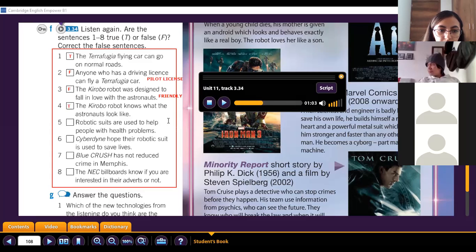Cyberdyne hope their robotic suit is used to save lives. We're going to listen.